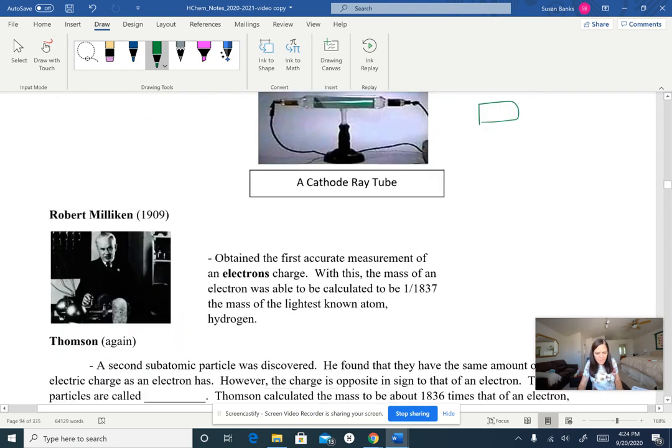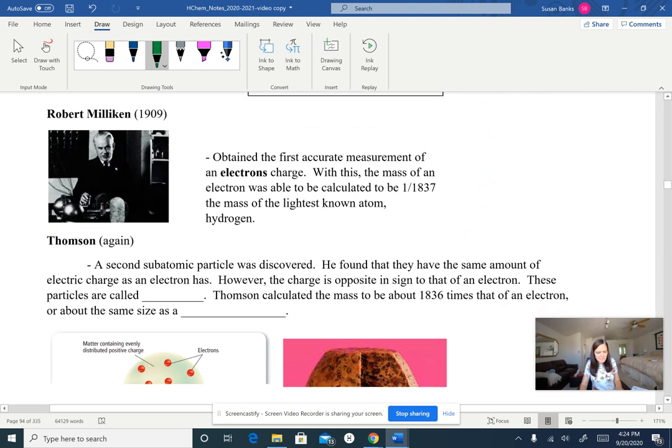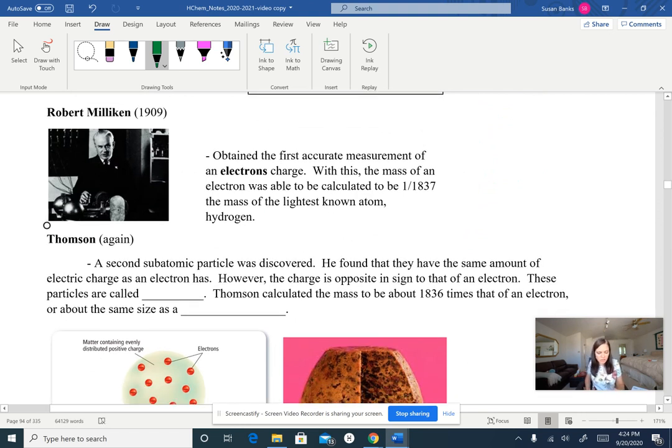Okay. Then we have Robert Millikan. He obtained the first accurate measure of the electron's charge and also mass. With this, he found that the mass of an electron was calculated to be 1/1,837th of a hydrogen atom. This is the lightest known atom.